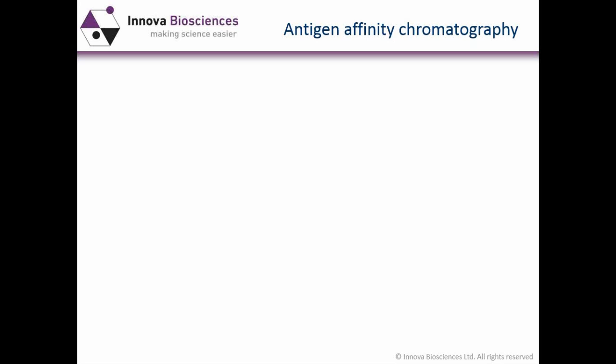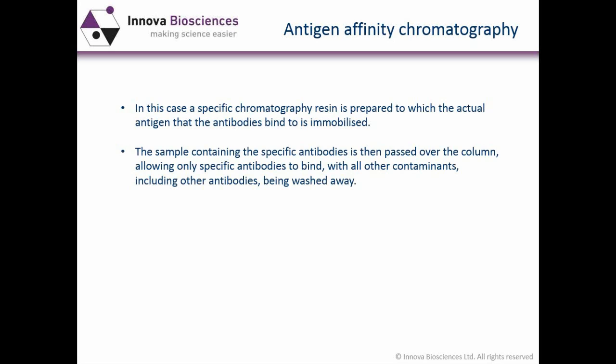So having talked about protein A and protein G and L as a form of affinity chromatography, I'd like to move on to perhaps what is the gold standard for antibody purification, and that is antigen affinity chromatography. In this case, you prepare a specific chromatography resin by binding the antigen that the antibodies are specific for to that resin. So you have a column on which the antigen of your interest is bound.